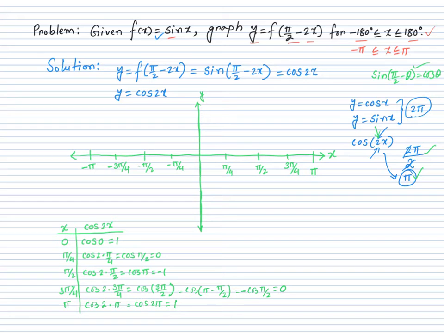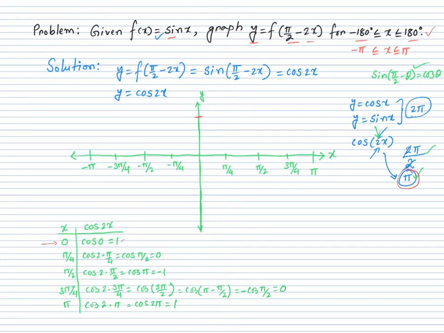Now let's start off with the table. It's easier to create a table and see how things are moving. Remember, the key thing is that the period of this function is pi, meaning after pi it is going to repeat itself. Now, when x is 0, we get cosine of 2 times 0, which is cosine 0, and that is 1. So let's say this is my 1. So this point.